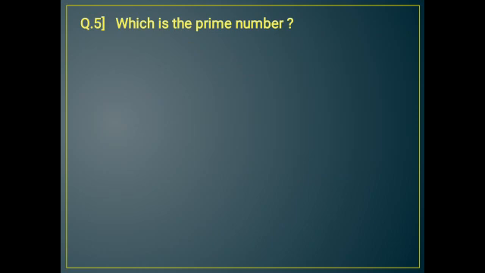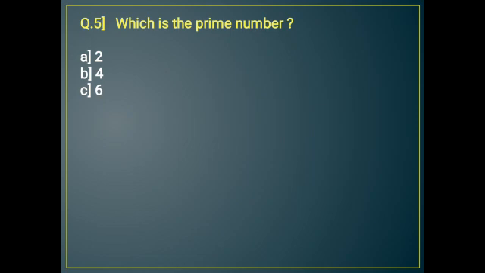Question number 5. Which is the prime number? 2, 4, 6. So prime number means what? The numbers which go in their own table, yes or no? And in one's table, and not any other table. So we call that number a prime number.